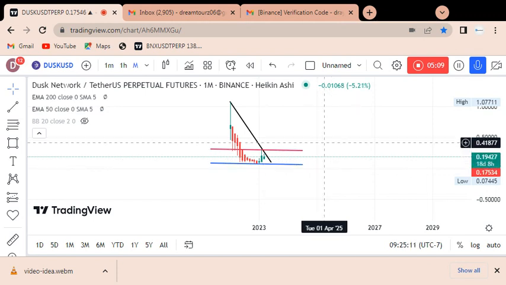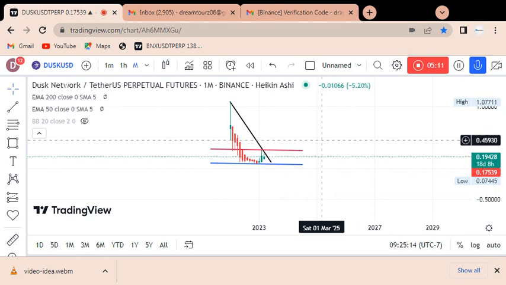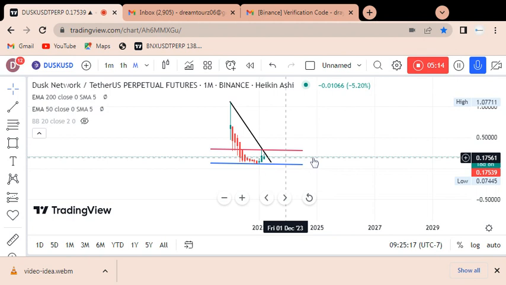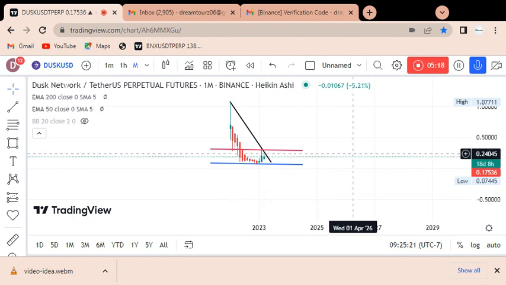But that's what we're going to do right now. We are still in this particular zone, trading in the zone. We are in between the red resistance line and the blue support line.